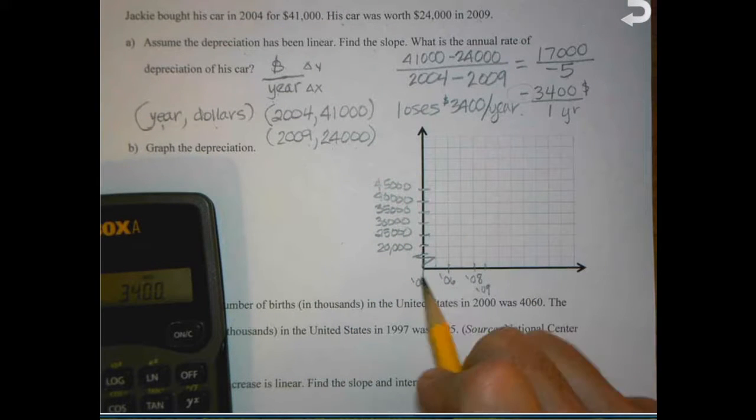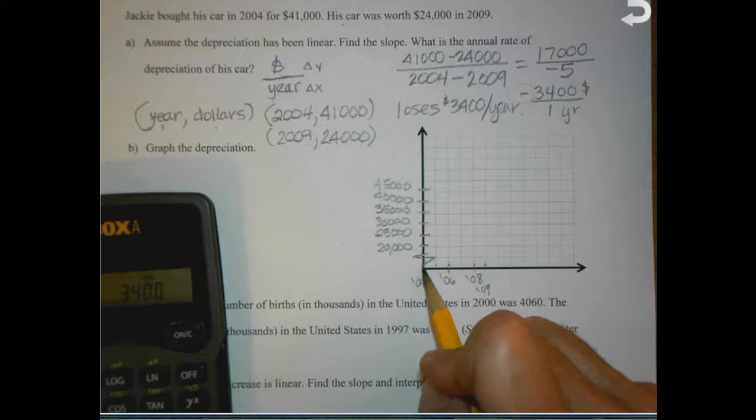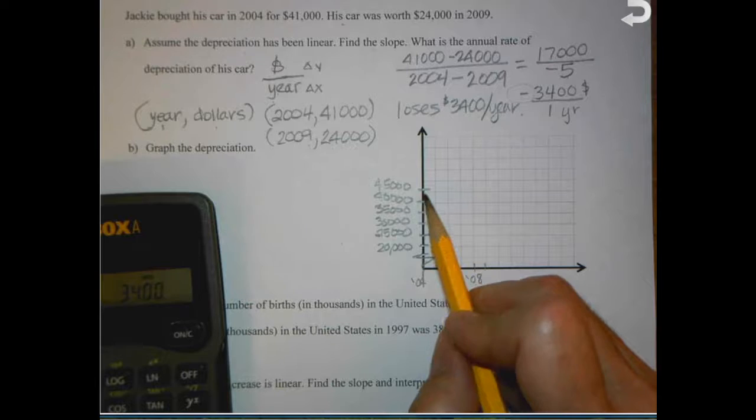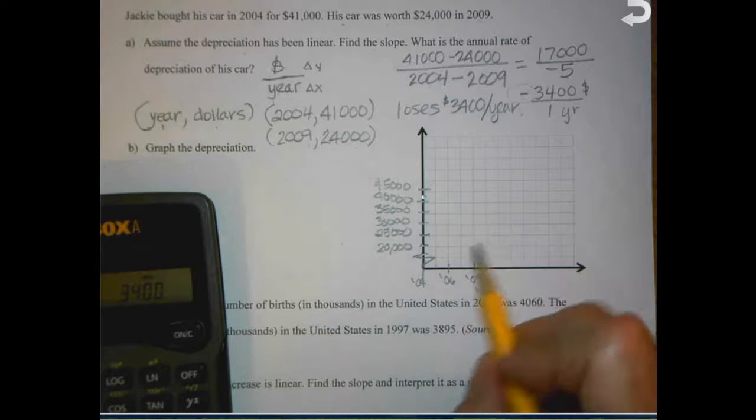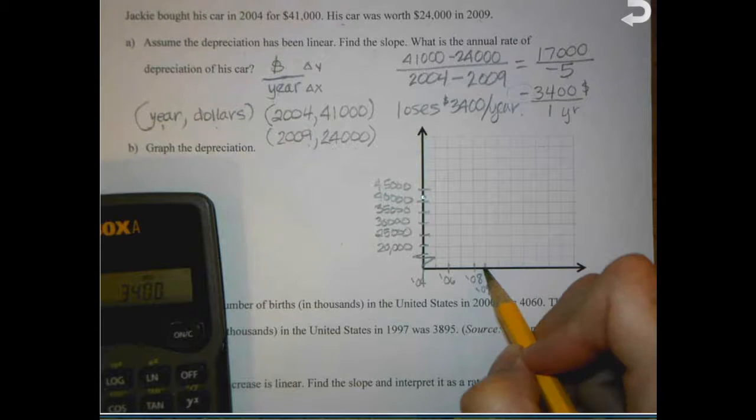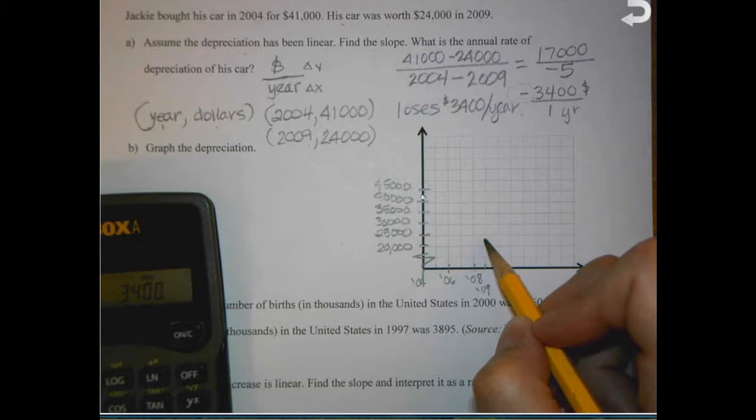Okay, so our first data point is 4 for 2004 for the year, and 41,000, so it'll be right about there. This is going to be estimated. And then 2009, our data is 24, so it'll be up here just almost at the 25.